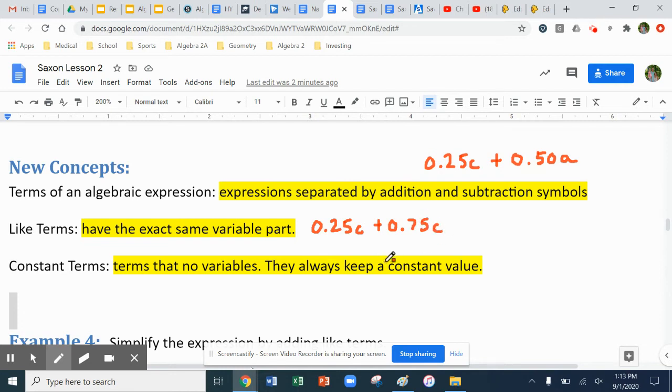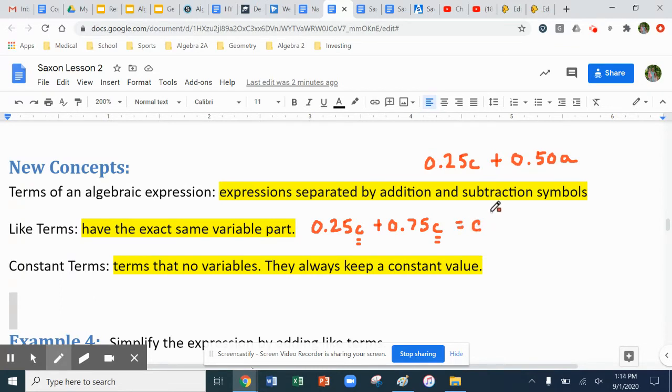Now this does relate to the distributive property. If you look, there is a common value of C in both of these. So this common value of C has been multiplied by both of these terms. We can rewrite this using the distributive property.